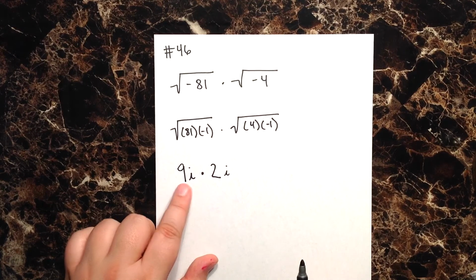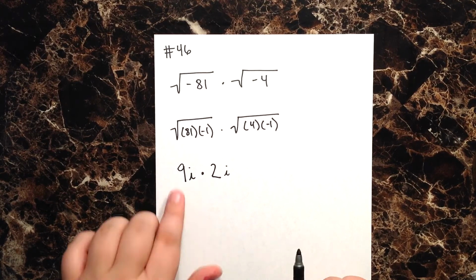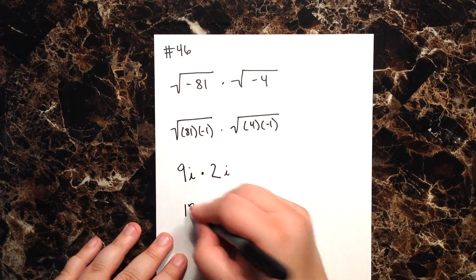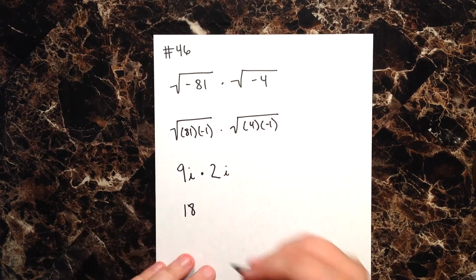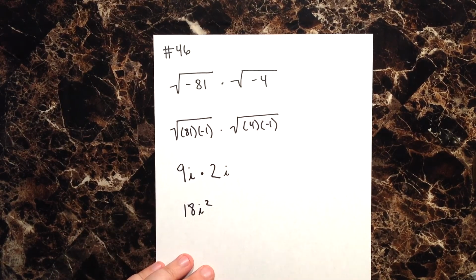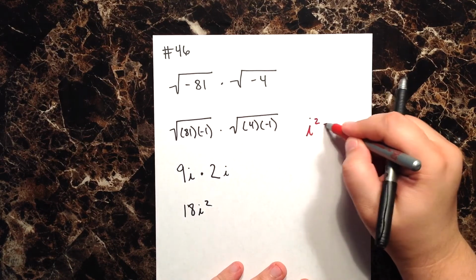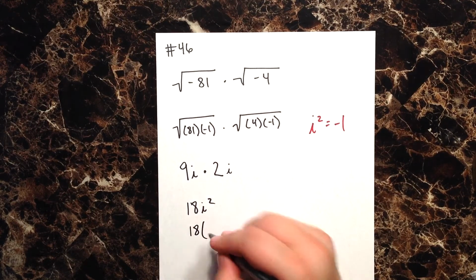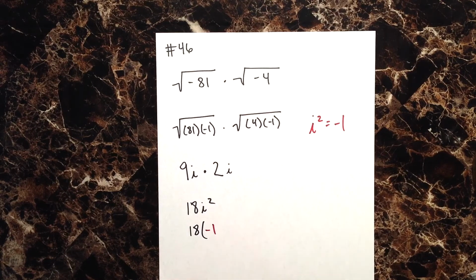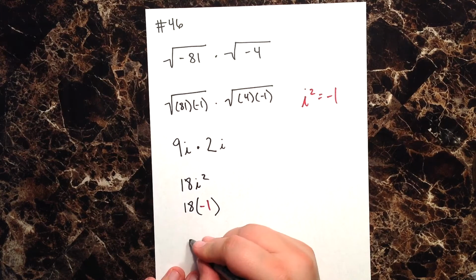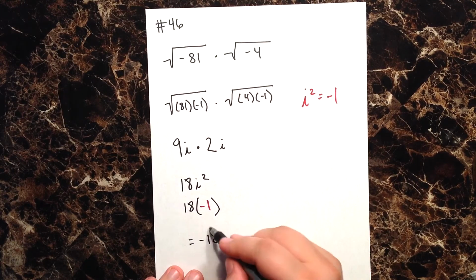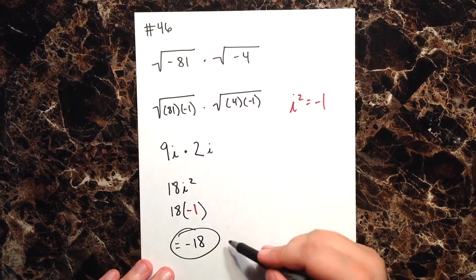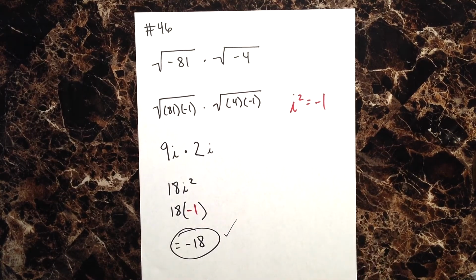So really, this is saying 9i times 2i. Well, what is 9 times 2? Well, that gives me 18. What is i times i? Well, that gives me i squared. And you'll recall from earlier in the review series, i squared equals negative 1, doesn't it? And so really this is saying 18 times negative 1. Well, what is 18 times negative 1? Well, that's just negative 18. And so our final answer is negative 18.